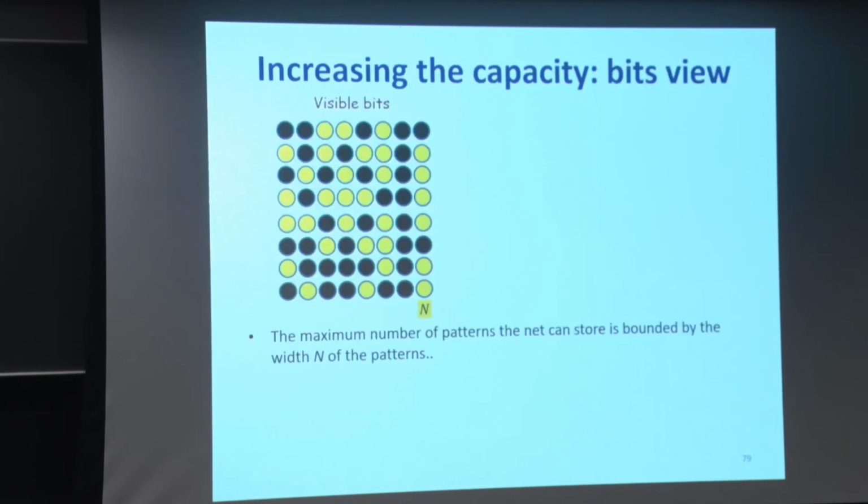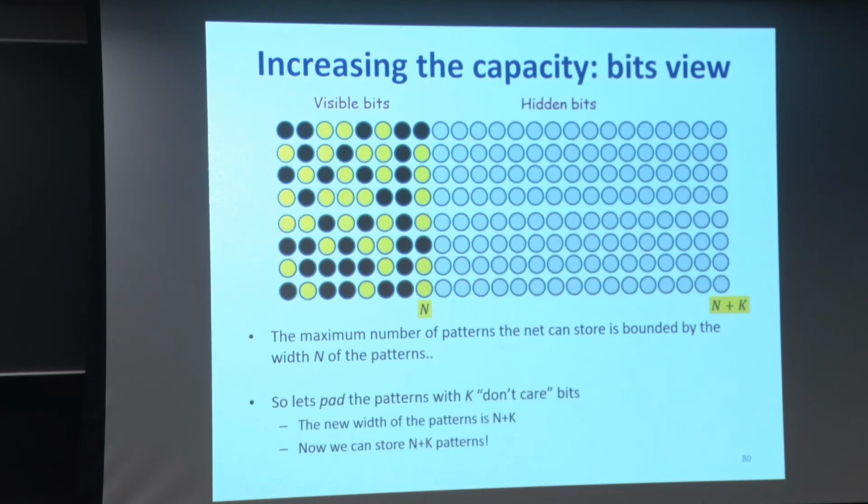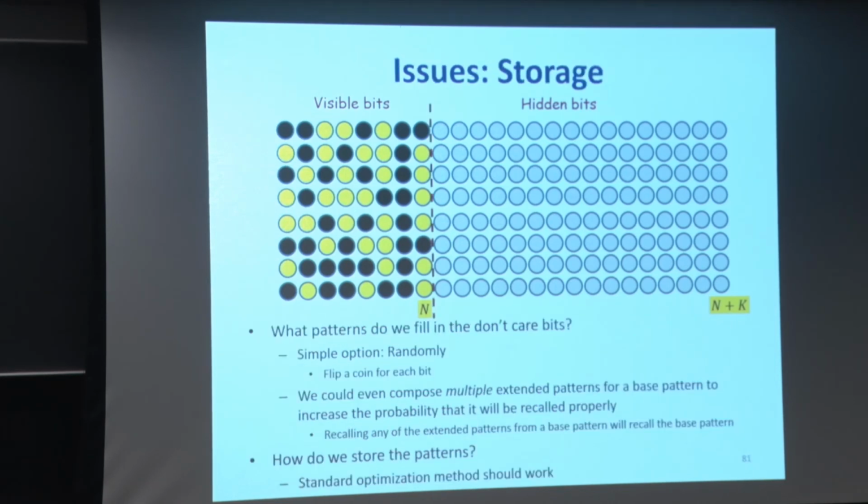So basically, if I think of it in terms of bits, I have n bits, and I'm trying to store more than n-bit patterns. So I'm going to be appending a bunch of so-called k hidden bits, whose values I don't care about. I'm going to pad these patterns with k don't care bits, so the new width of the patterns is n plus k. So we can store n plus k patterns, but then we don't really care what these values are. This is a pattern you want to store. You don't care what these values are. What values would you fill them in with? Simple option, you can fill them in randomly, flip a coin at each bit and fill them in randomly, right?